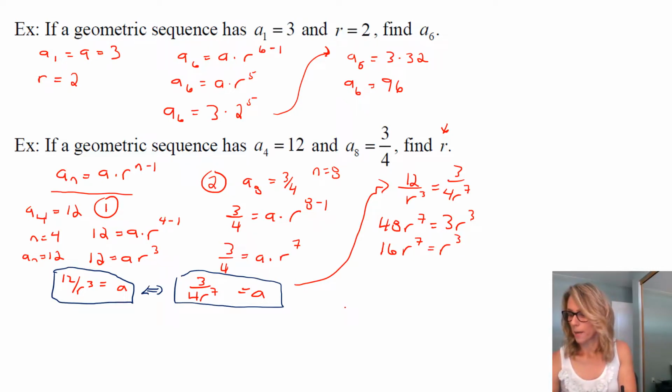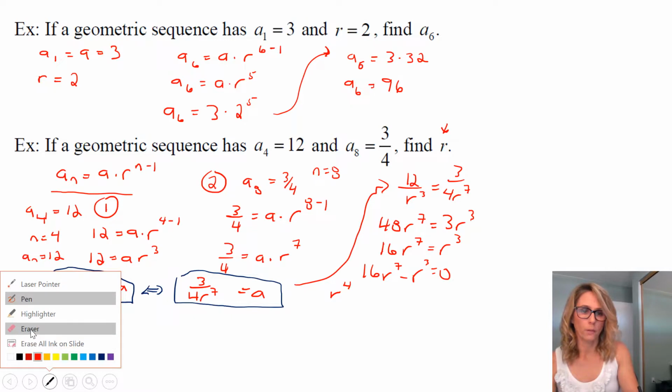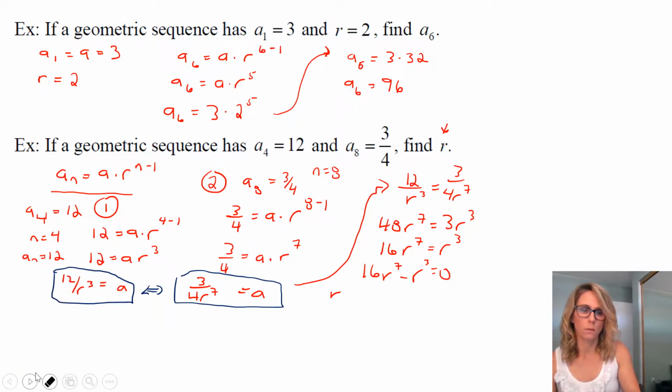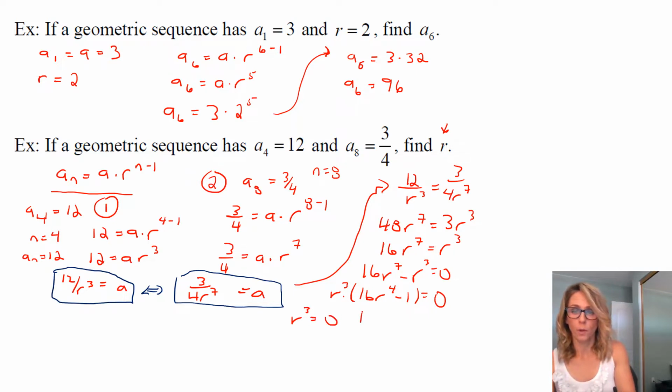Okay. And now what I'll do is bring the r cubed to one side. What this does is it allows me to factor out an r to the 3rd. Let's see what I'm left with here. I can factor out an r to the 3rd, and I'm left with 16r to the 4th minus 1. Now the reason I do that is because I can use the zero product property to say either r cubed equals 0 or 16r to the 4th minus 1 equals 0.